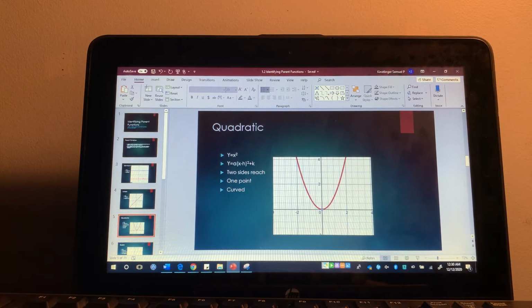Now they collide and reach that point, and it's curved. Many people confuse this with absolute value, which we'll look at soon, but that is just two straight lines, while this is curved. As we can see, the parent function right here is y equals x squared. We see x is 2, 2 squared is 4, and y equals 4.